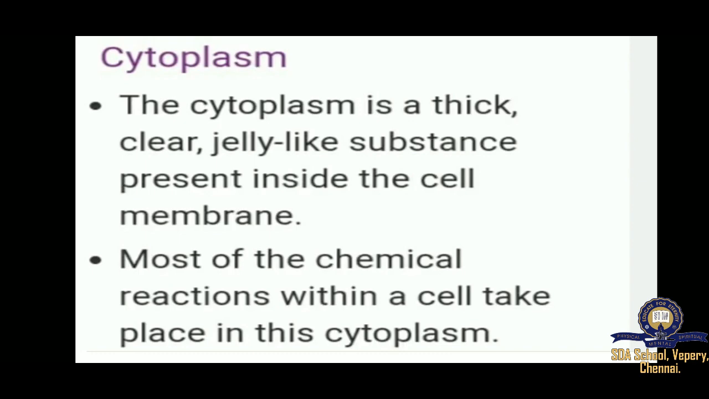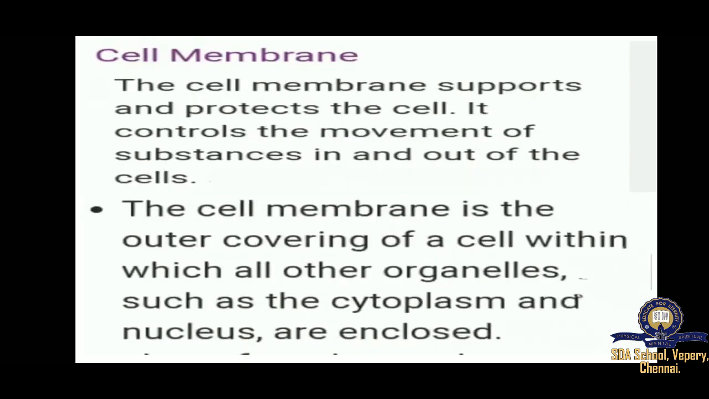Most of the chemical reactions within a cell take place in the cytoplasm. The cell organelles such as the endoplasmic reticulum, vacuoles, mitochondria, or ribosomes are suspended in this cytoplasm. Different parts of the cells perform different functions. Let us see what these are. Next we will see the cell membrane.